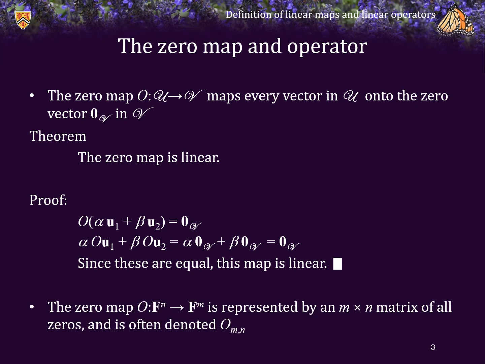Now, the zero map that takes the vector space F^n to F^m is represented by an m by n matrix of all zeros and is often denoted with a 0 with subscripted m, n.